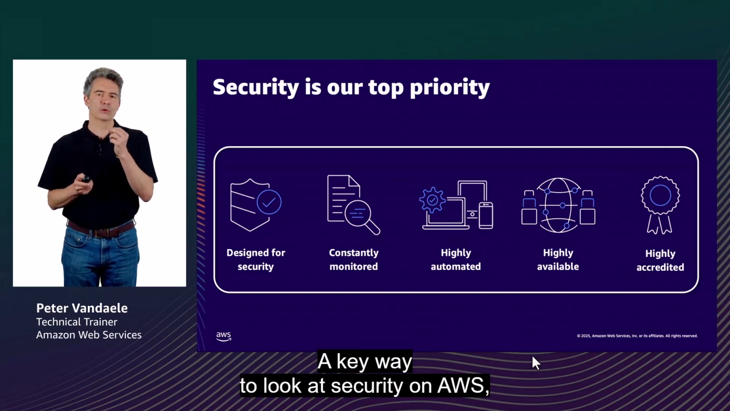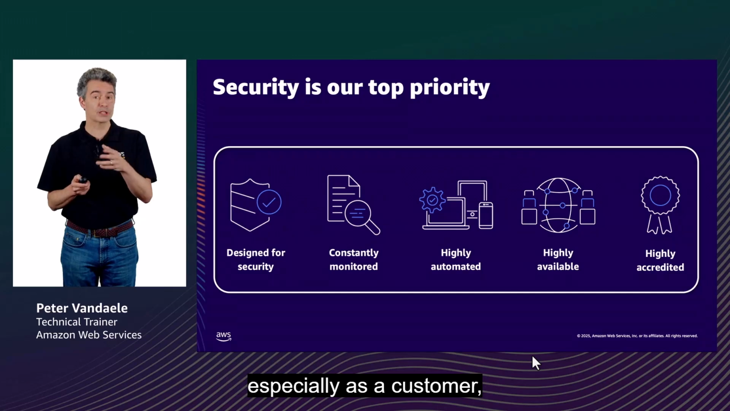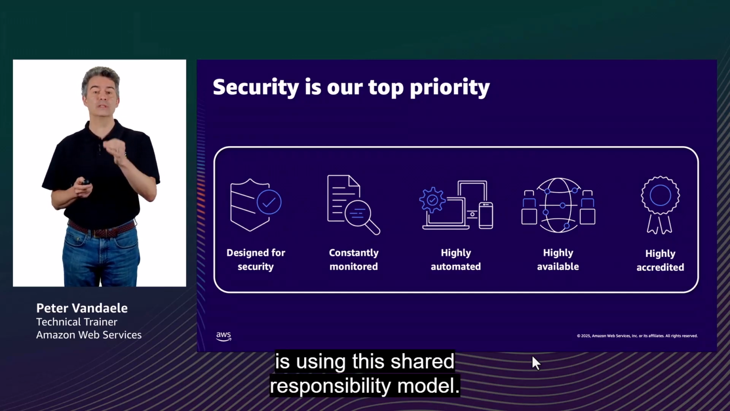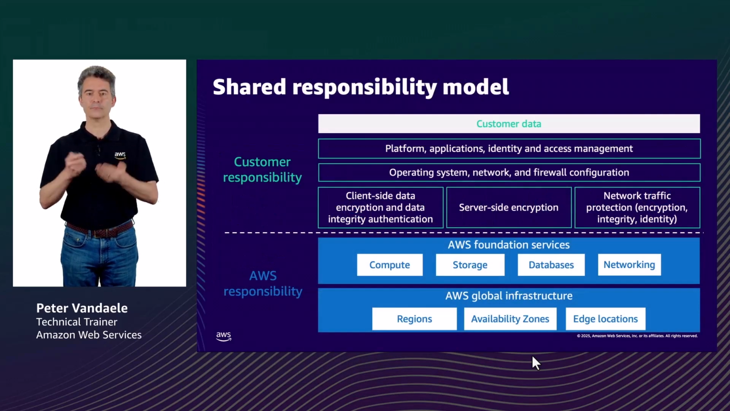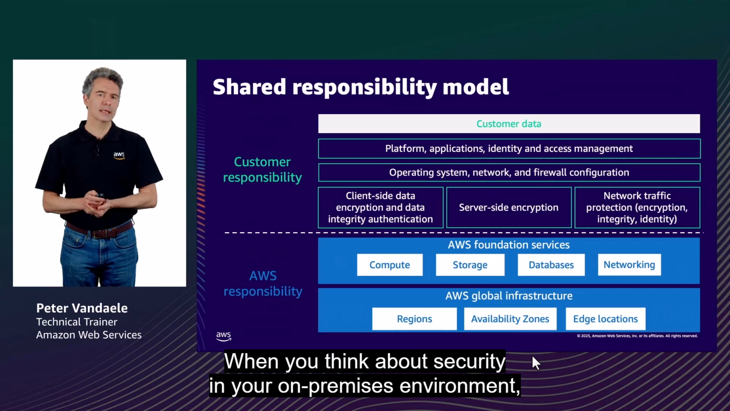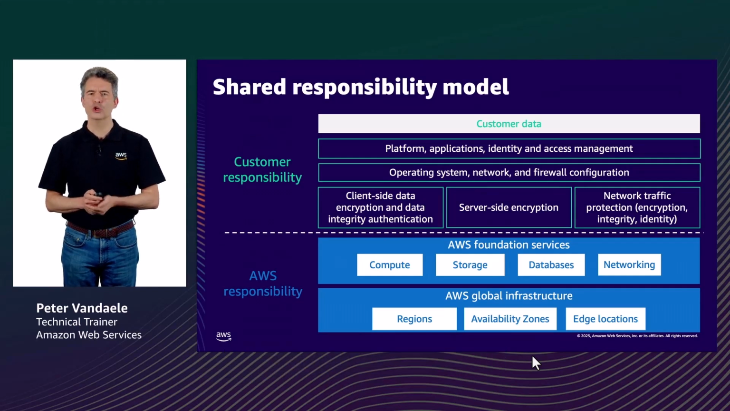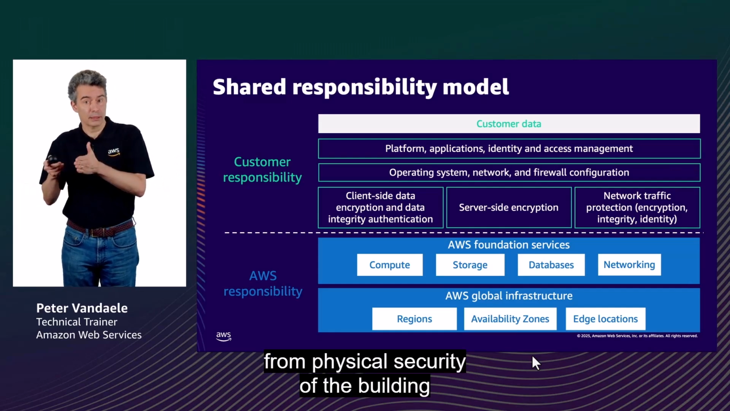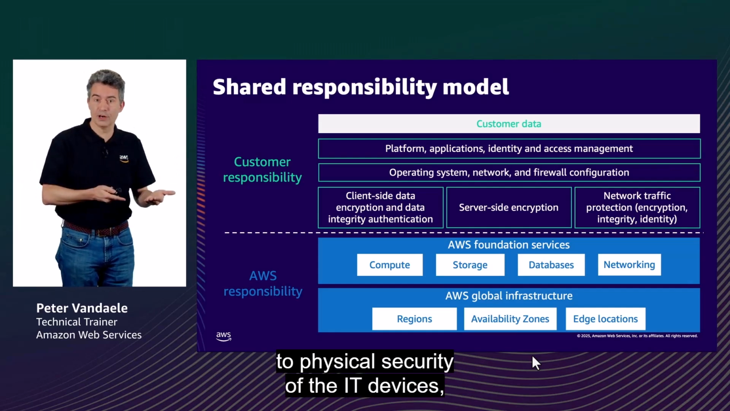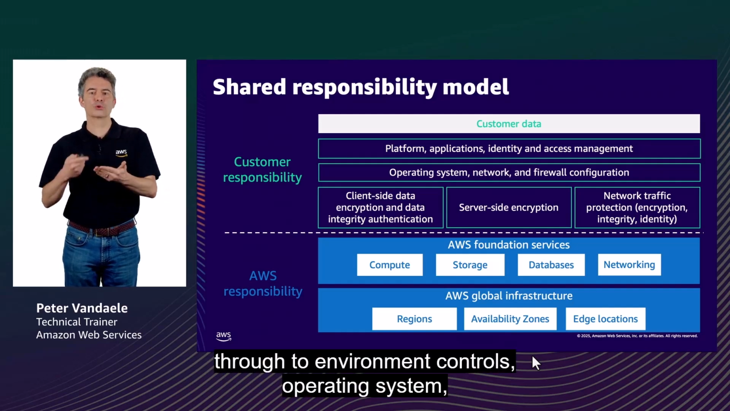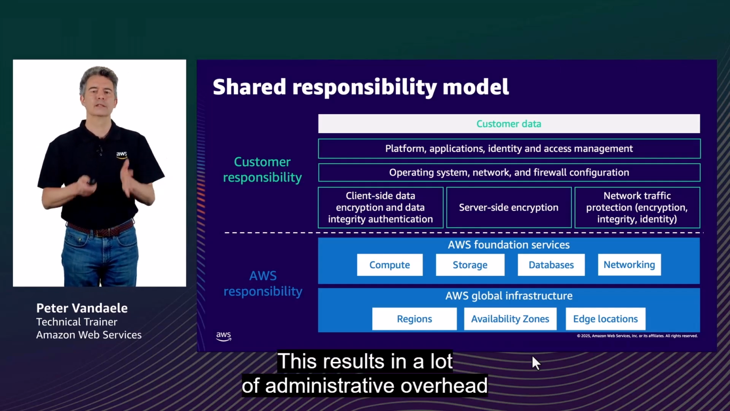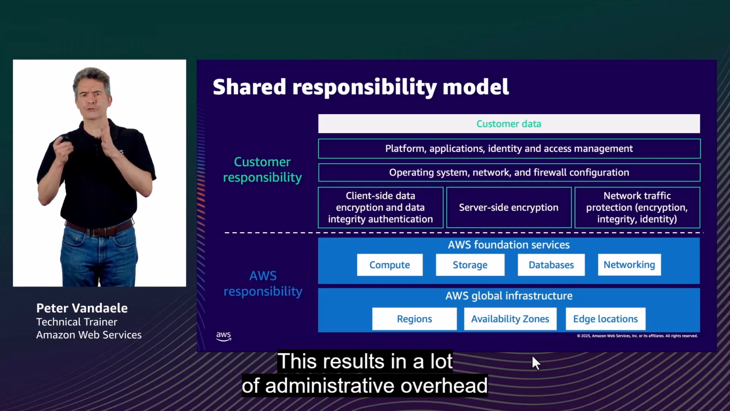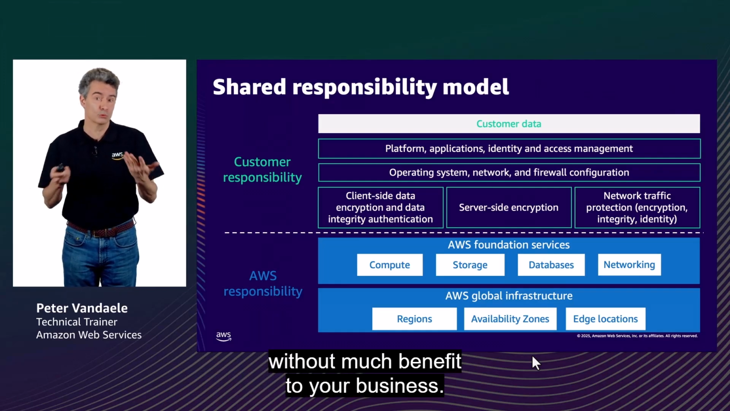A key way to look at security on AWS, especially as a customer, is using this shared responsibility model. When you think about security in your on-premises environment, you need to manage everything, from physical security of the building to physical security of the IT devices, through to environment controls, operating system, application, data, etc. This results in a lot of administrative overhead without much benefit to your business.